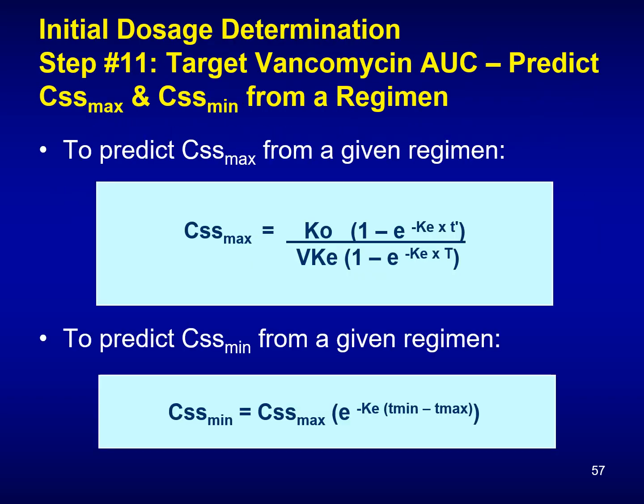Step 11. Predict Cmax and Cminimum from a regimen that has been rounded. To predict Cmax, use this equation and then subsequently Cminimum. Remember, Tminimum is the time at which Cminimum happens, which is at the end of the dosing interval, and Tmax is the time at which Cmaximum happens, which is 0.5 hours after the end of infusion.